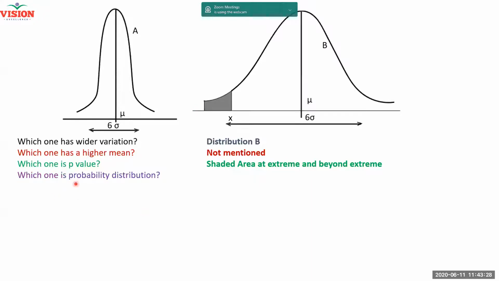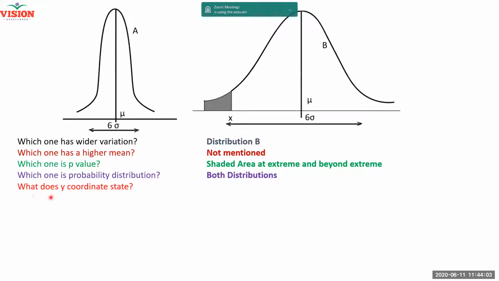Which one is probability distribution? This one or this one? If it is both, write B. If it is left, say left. If it is smaller one, write A. If it is B, write B. Or else, write both. Answer is coming? Not yet. Both. Very good. Both are probability distribution.